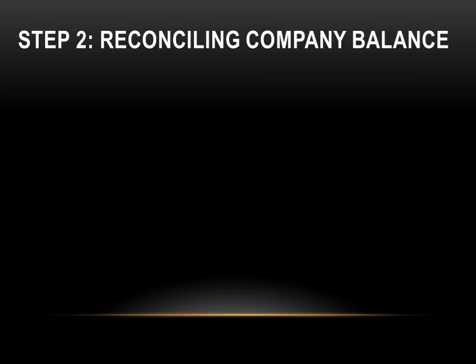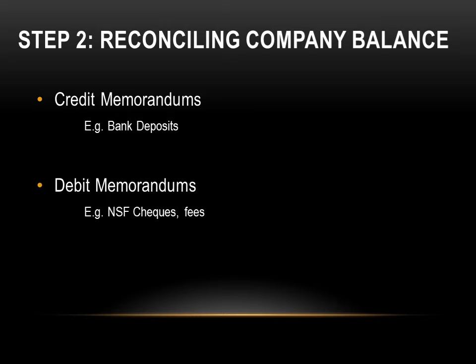Okay, so the next step of the bank reconciliation is step 2, which is reconciling the company balance. This mainly consists of credit memorandums and debit memorandums. A credit memorandum is basically bank deposits and they are plussed onto the company balance. And a debit memorandum, e.g. non-sufficient fund checks or fees paid to the bank, are minused off this.